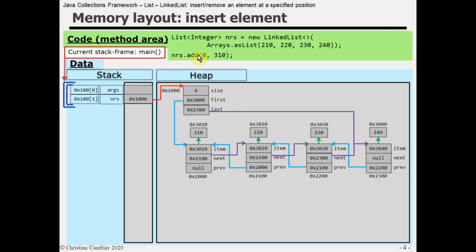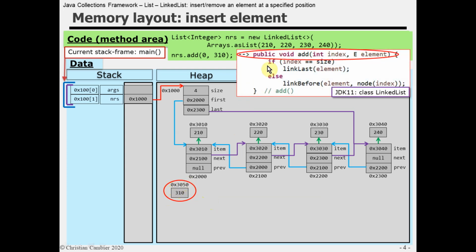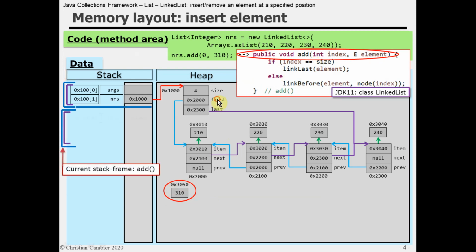Okay, let's now add integer 310 at position 0, so at the beginning of the list. As explained in the previous demo, first an integer wrapper object will be created here at fictional address 3050. And the reference to that is then passed to the add method, which I show immediately here, together with the index, the position at which we want to add the element, 0 in our case. So the stack frame is set up for the add method. It's an instance method, so we have the this pointer. Then parameter index with a value of 0 and the reference to the element that we want to add.